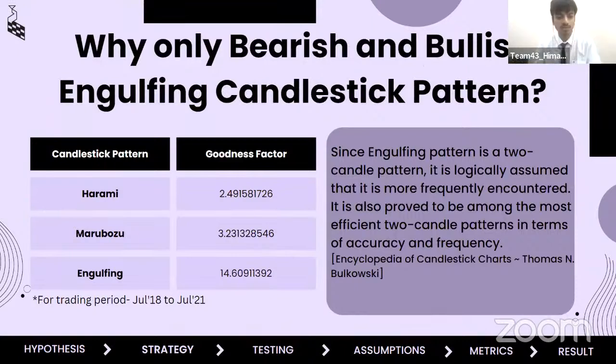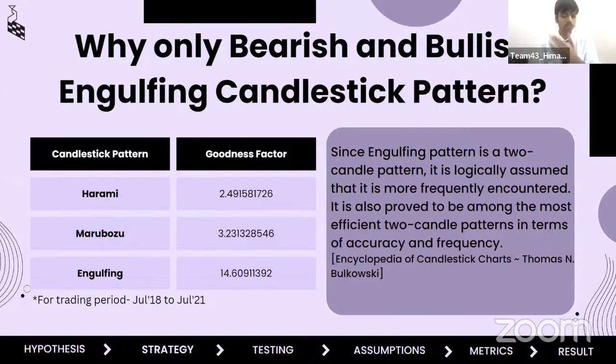Now we'll answer the question why we only chose bearish and bullish engulfing candlestick pattern and not other types of pattern. Logically, since it's a two candle pattern, it is more frequently encountered. And second, it also proved to be among the most efficient two candle patterns in terms of accuracy and frequency, as mentioned in Encyclopedia of Candlestick Charts by Thomas Bulkowski. Now we also tried with other candlestick patterns and chart patterns.